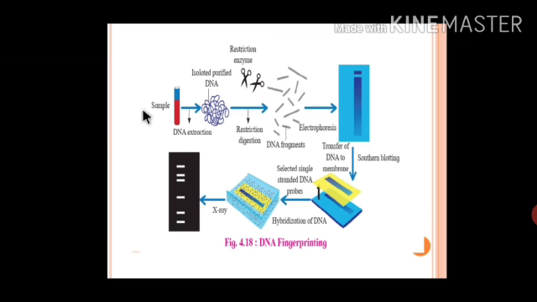This DNA fingerprinting can be well explained with the help of the diagram. Look in the diagram: sample collected, then isolation of the DNA takes place, then restriction enzyme added. Restriction enzyme acts as the molecular scissor. Fragments of DNA obtained. Then these fragments of DNA are separated on the basis of their size with the help of the technique electrophoresis.